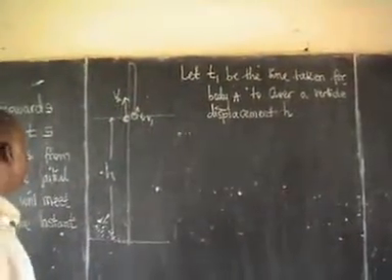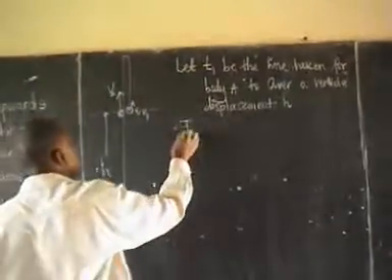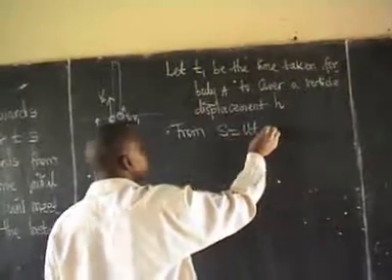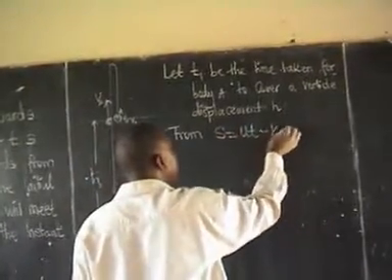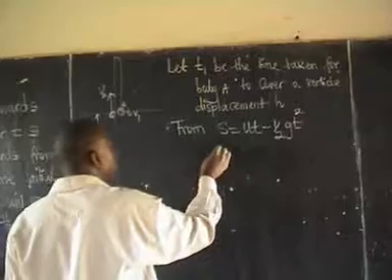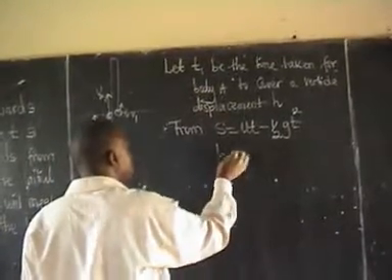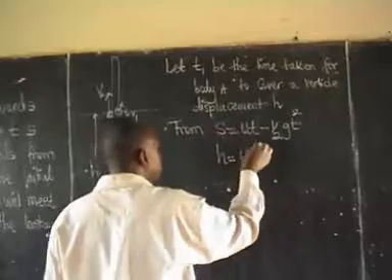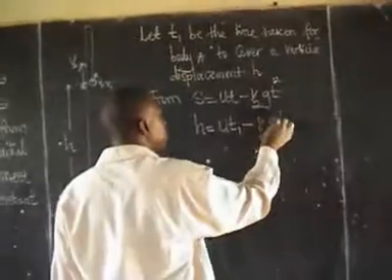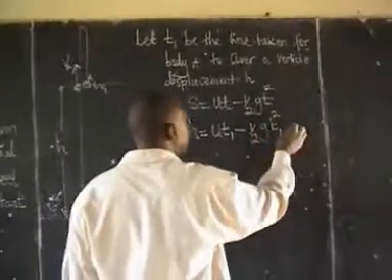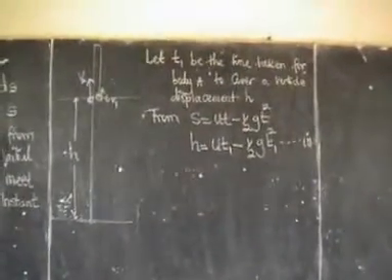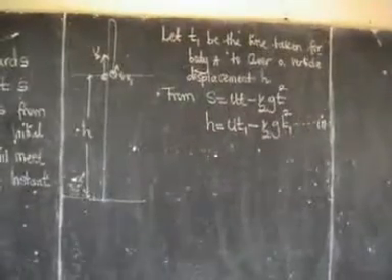Then the general equation governing its motion is s equals ut minus a half gt squared. For body A, now my s is going to be equal to h, so h equals u times T1 minus a half g T1 squared. Call that equation 1.